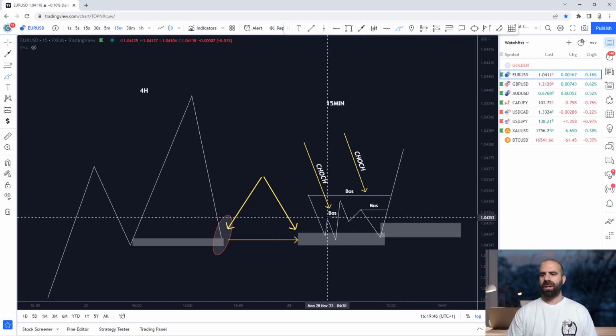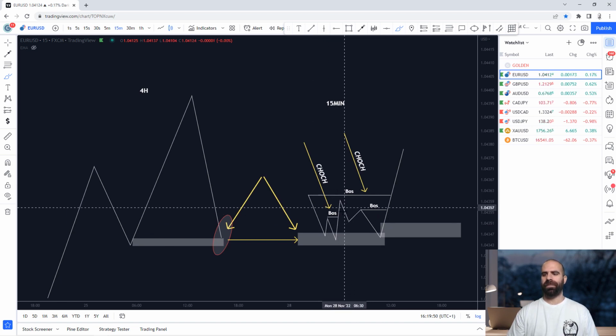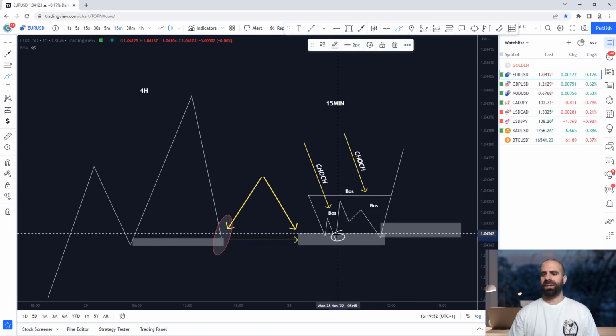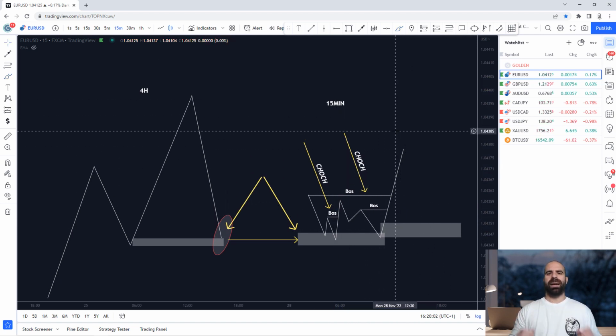In this occasion, instantly when we broke impulsively and we changed character, now we identified this 15-minute order block and then we placed a pending order or whatever over here. And now I'm gonna take you through an example on the charts, but there is a but.